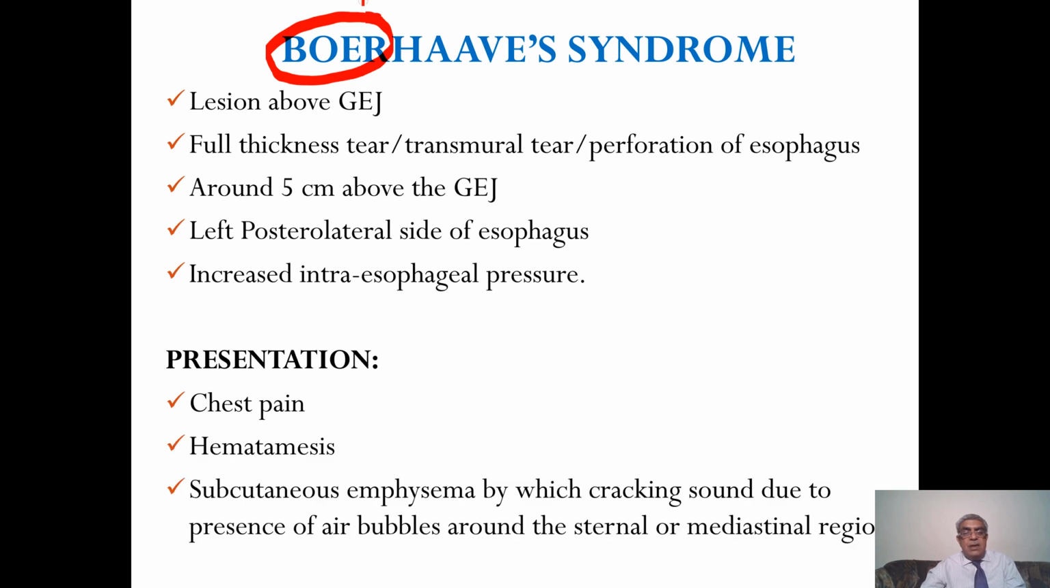hematemesis, and subcutaneous emphysema, because there is rupture of the muscle wall of the esophagus, by which air goes into the subcutaneous tissue, producing crackling sounds. These crackling sounds are due to the presence of air bubbles around the sternum or mediastinal region.